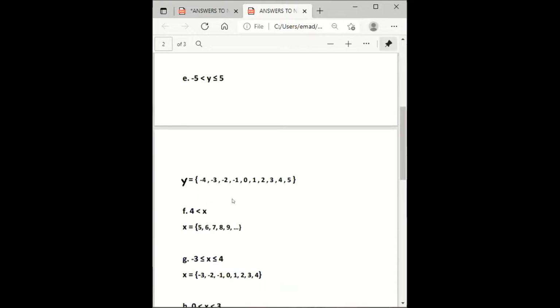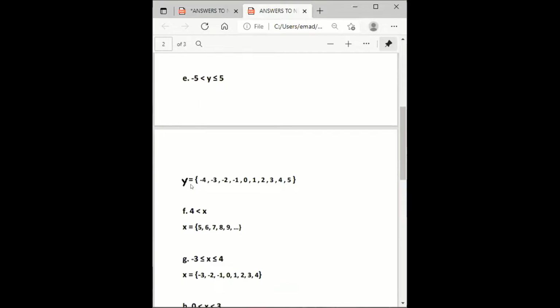As you see down below, it's not including the -5. Reason being that the symbol in between the -5 and the y does not have a bar down. That is why in our solution set, we are not including the -5 there.